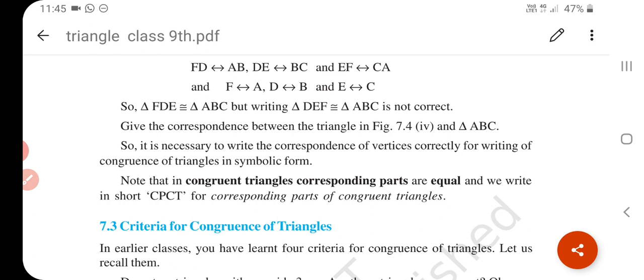Okay, understand? Now the order of the letters in the name of congruent triangles displays the corresponding relationship between the two triangles.